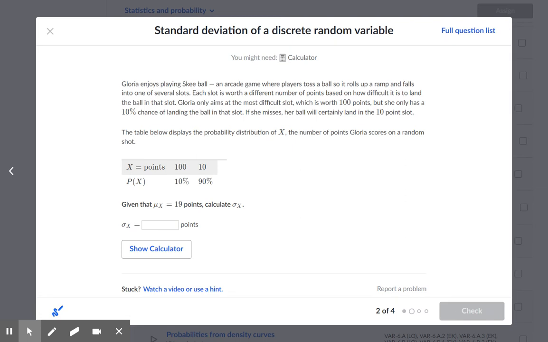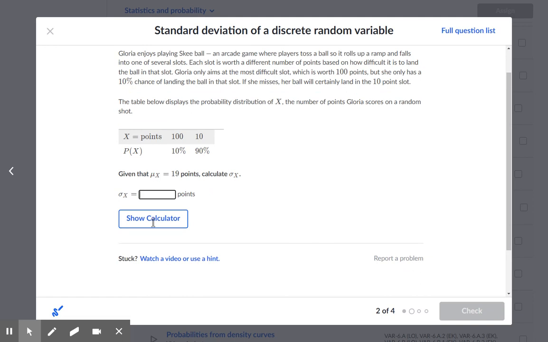We just go to stat, edit, and since it's three data but we only have two, let's clear list one, clear list two, and then go back to list one and put in the values of 100 and 10. The corresponding probabilities are 0.1, 10%, and 0.9, 90%. Stat, calc, 1-Var Stats, L1, L2, and check this out. Mean is 19. Standard deviation is 27.